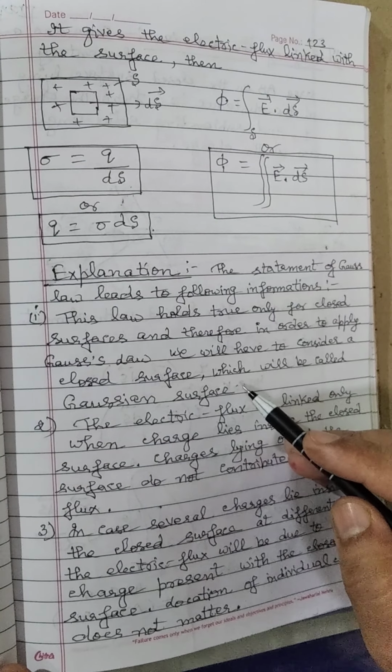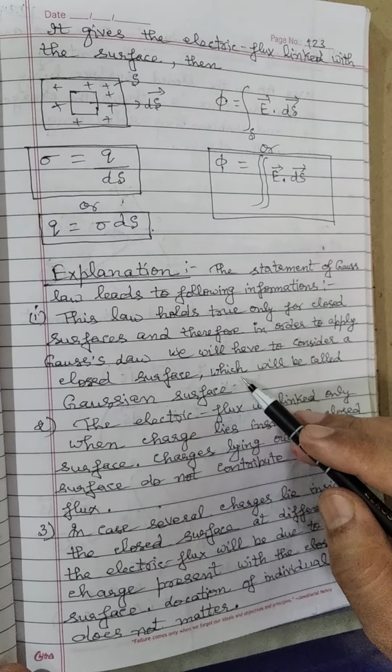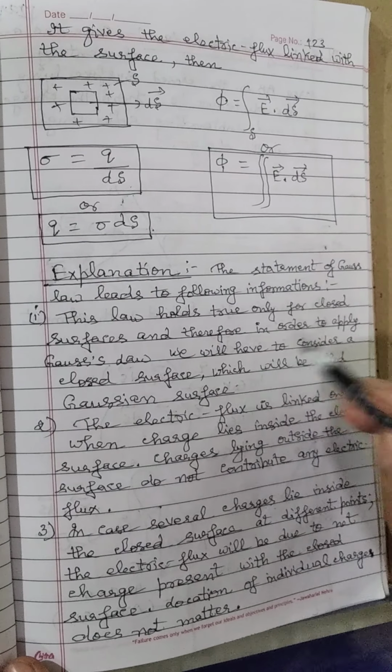Until and unless we assume a closed surface, which is known as the Gaussian surface, we are not able to apply Gauss's law. So this is very, very essential.